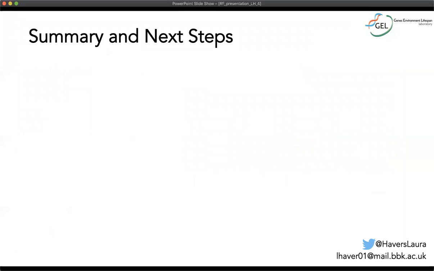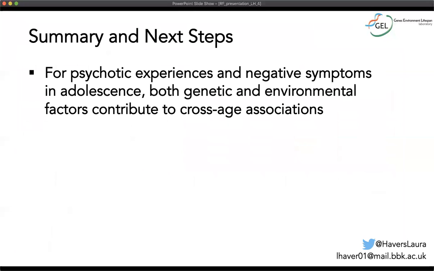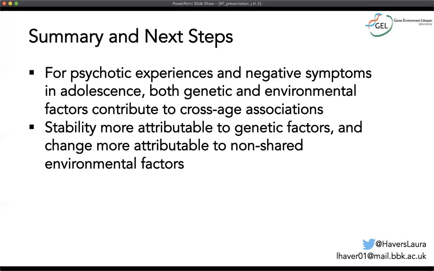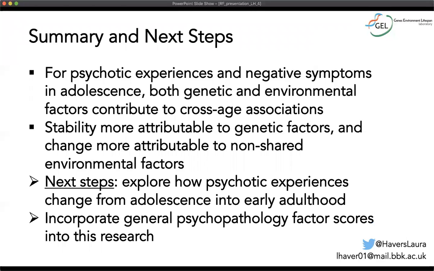So to summarise, both genetic and environmental factors contribute to the cross-age associations across psychotic experiences and negative symptoms in adolescence. And we found that stability was most attributable to genetic factors and that change was most attributable to non-shared environmental factors.